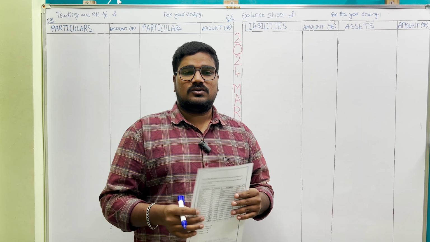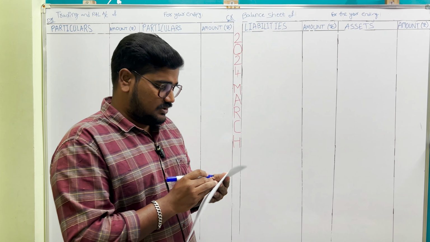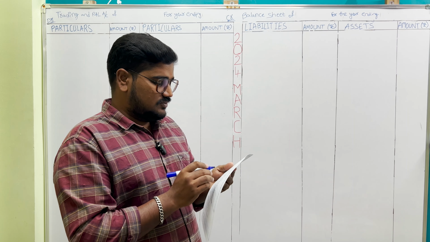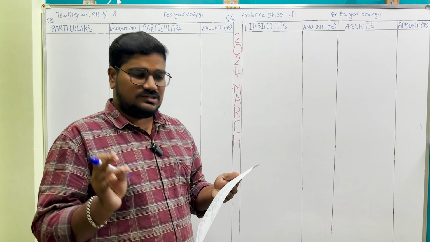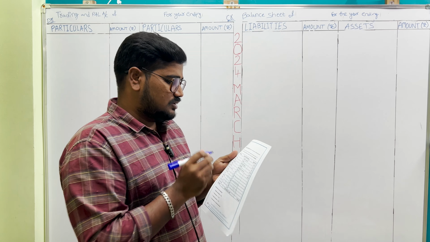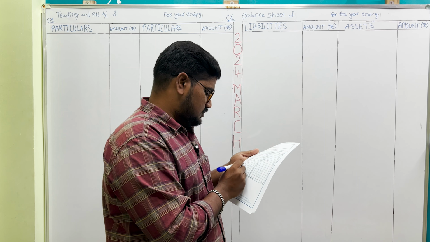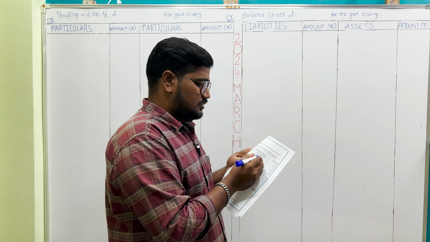Okay. Now, first and foremost, as you know, let's find out the adjustments. First adjustment that we need to find out is purchase and sales. Purchase, do we have purchase written? Yes. Put a dot. Sales, do we have sales written? Yes, we have. Put a dot.